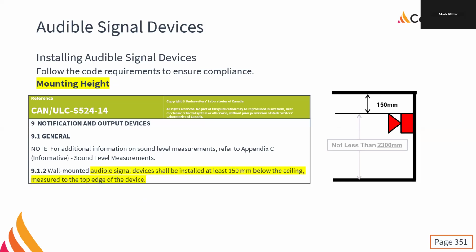Because if it's too close to the ceiling, when you get into that top 6 inches, you're going to get weird echoes coming off the ceiling as the sound waves reflect off it, and it can affect your synchronization and your ability to distinguish exactly what noise is coming out. So we have to be very mindful of that mounting height, right?